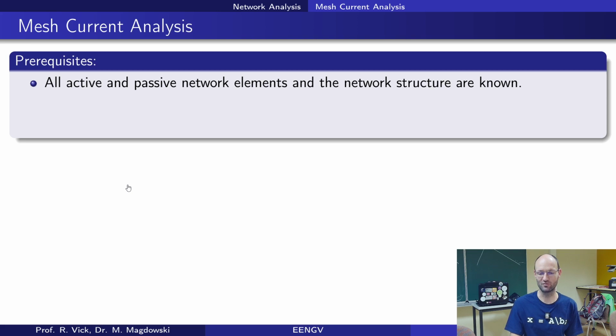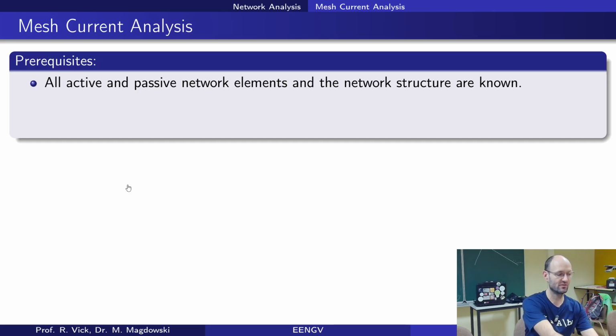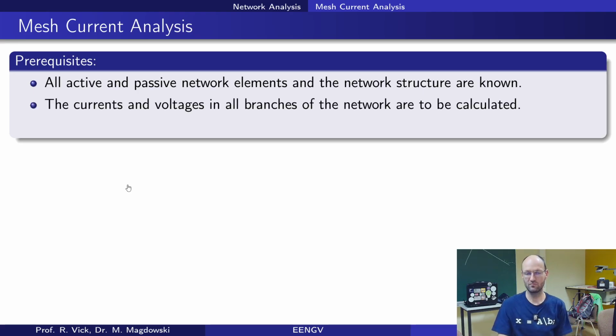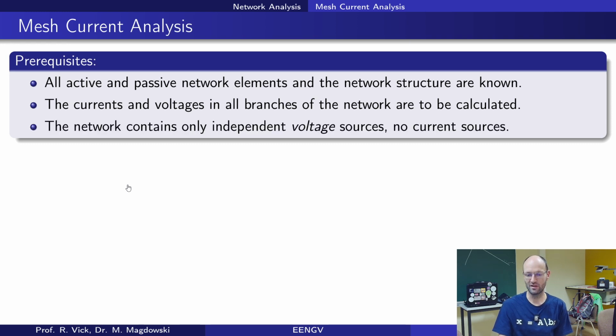Okay, so let's start with this mesh current analysis, and as with the branch current analysis that we discussed in the recent weeks. The prerequisites for this: we know all active and passive network elements, and we also know the network structure. And so then we want to calculate all the currents and voltages in the network.